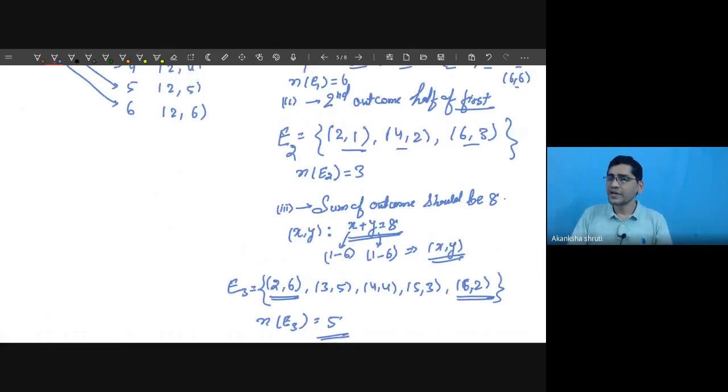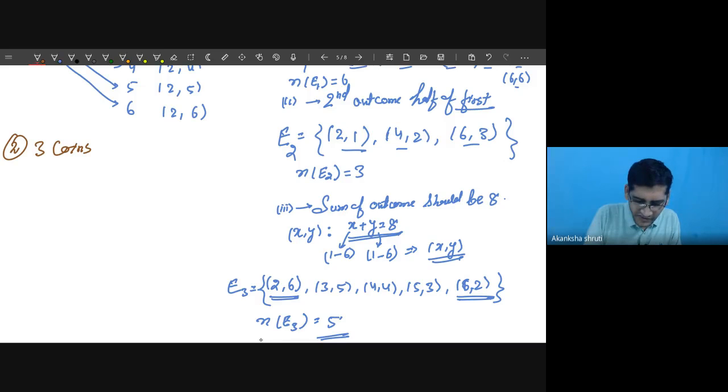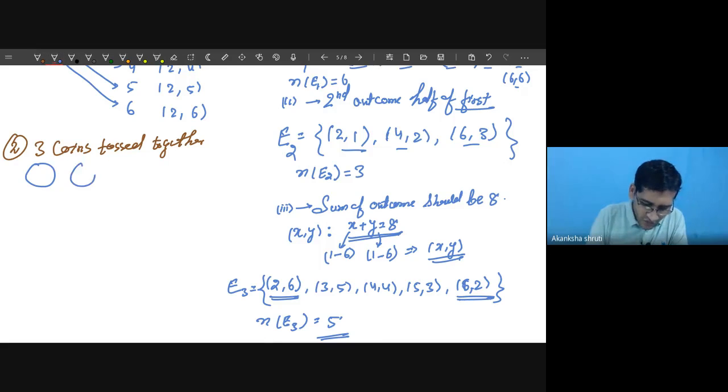Even when 3 coins are tossed together. We have to stop the class also. 3 coins means you may consider this coin as coin 1, coin 2, coin 3. That way you have to just write. It is possible that this is the first coin, this the second coin, this the third coin.